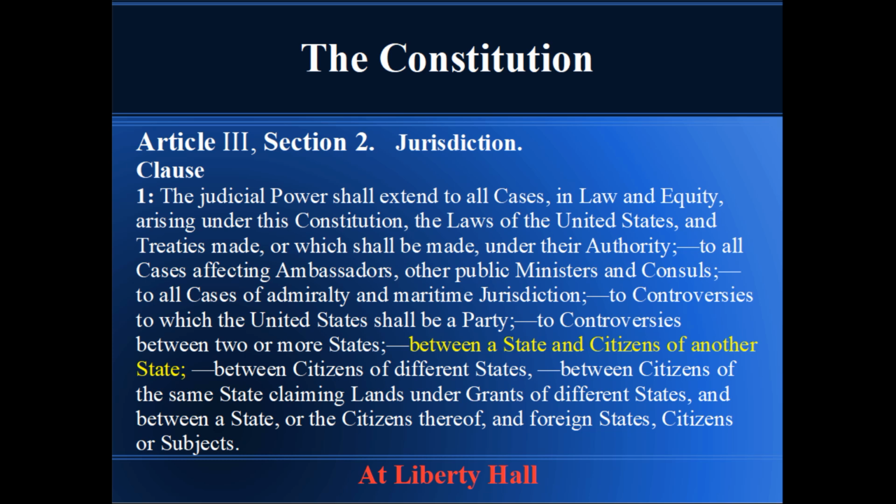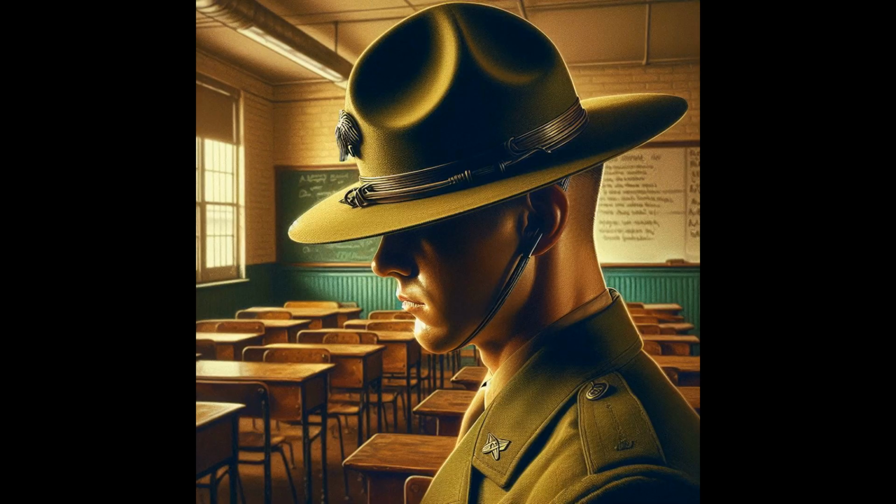The portion in yellow was changed by the 11th Amendment. 1. Judicial power covers cases involving the Constitution, U.S. laws, treaties, ambassadors, admiralty, disputes with the U.S. or between states, citizens from different states, land claims, and foreign states.